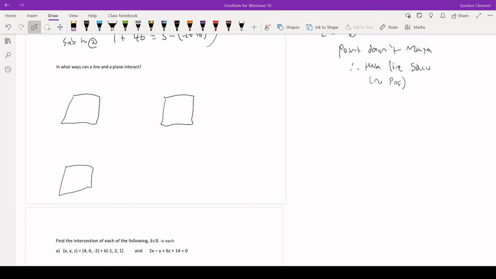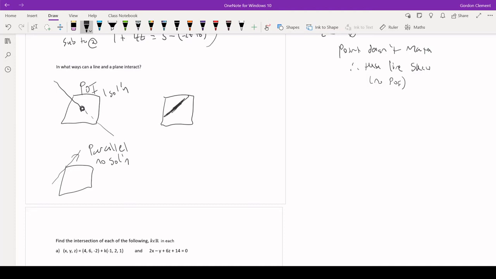So the first one is you get a point of intersection. The line crosses the plane. The next thing that can happen is the line's kind of parallel to the plane. So this has one solution. This has no solutions.